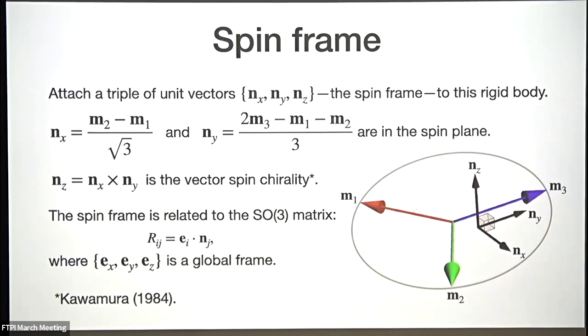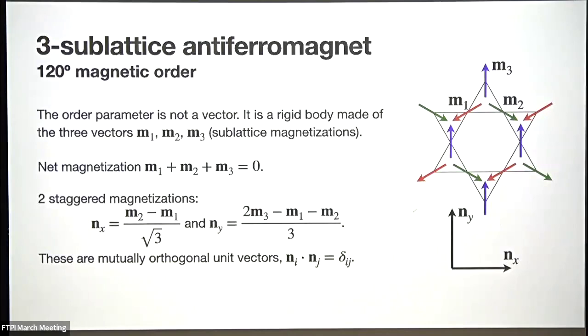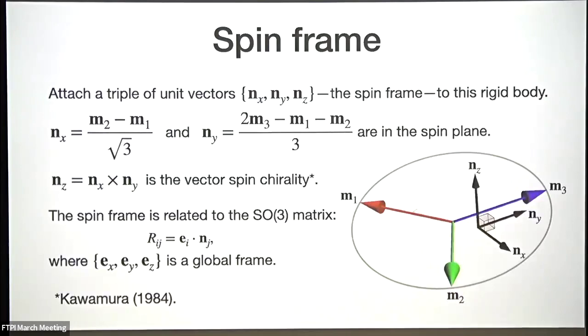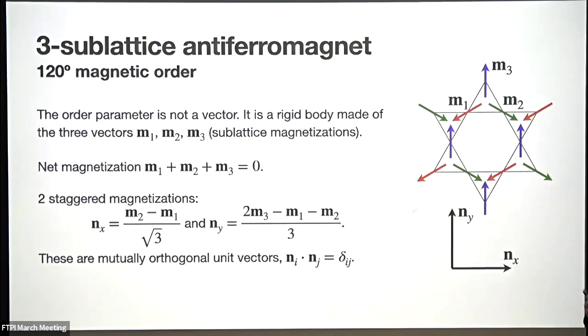There's a third vector that'll be orthogonal to the first two, nz, which is the cross product of the first two or the cross product of any of these vectors. And that's known as the vector spin chirality introduced by Kawamura in the 1980s. So these three vectors serve as an orthogonal reference frame. And in fact, they're related to the R matrix of Dombre and Read in this way. These are the dot products between the vectors of the spin frame and the vectors of some global frame, which is hanging out there somewhere and is the same at every point in space. So we can use them as orthogonal unit vectors to expand any vector quantity in terms of them. And that's what makes it convenient because it serves as a basis.